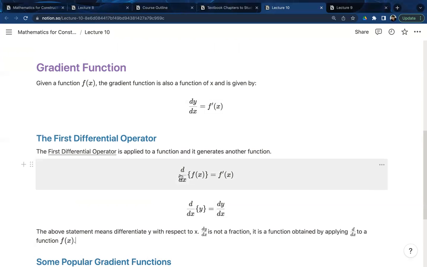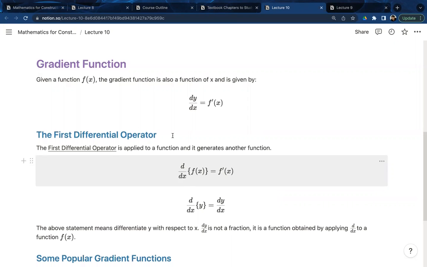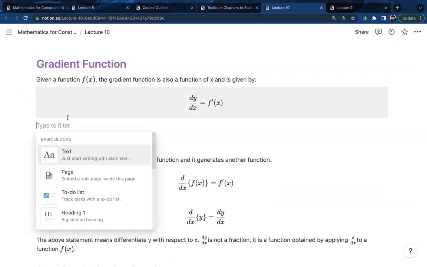And what is a differential operator? It's a function that operates on other functions. It's a special kind of function, right? So when we apply d dx to a function, we get another function, and the output is the gradient function. What is the gradient function? What really is it? It's a function that, given a value x, we can use to find the gradient, okay?